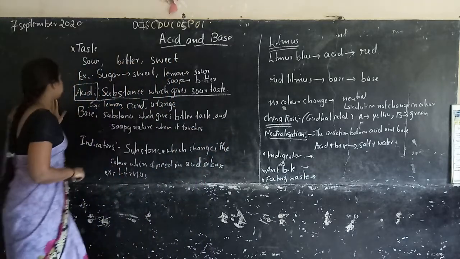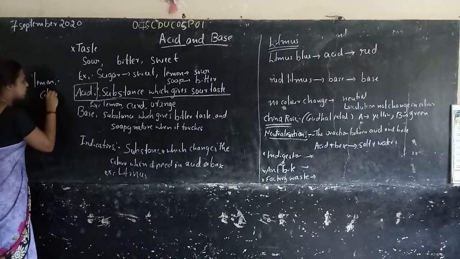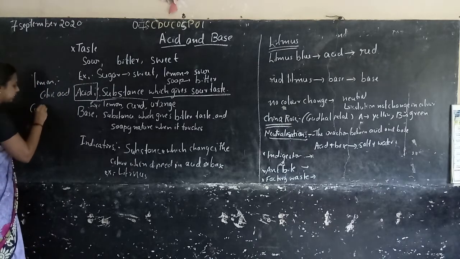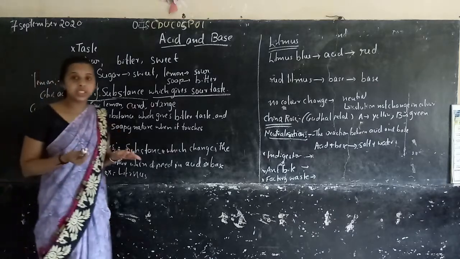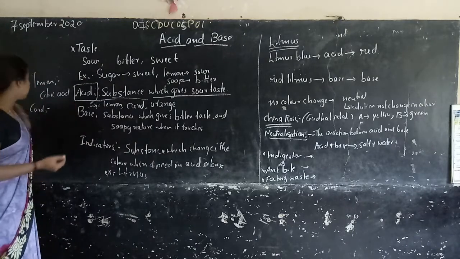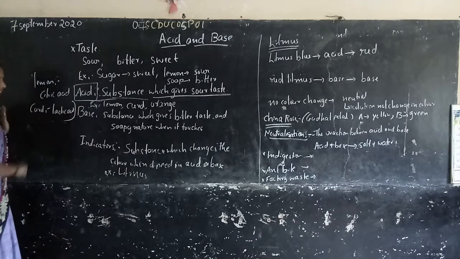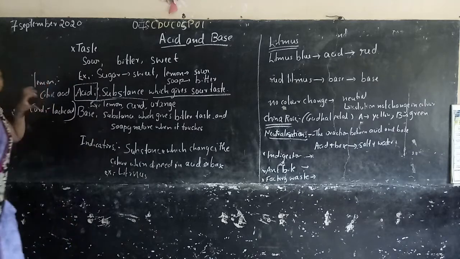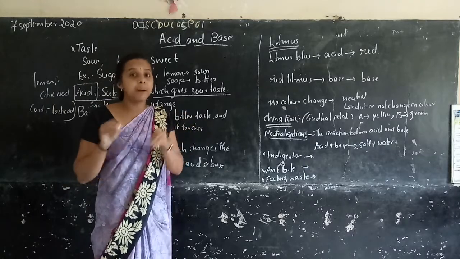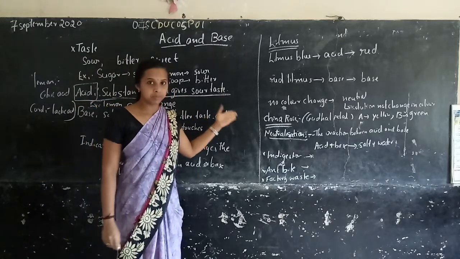What does lemon contain? Lemon contains citric acid. If I take curd or milk, these have a sour taste. They contain lactic acid. So each and every substance which gives a sour taste contains acid or acid particles. So we define a substance which gives a sour taste as an acid.